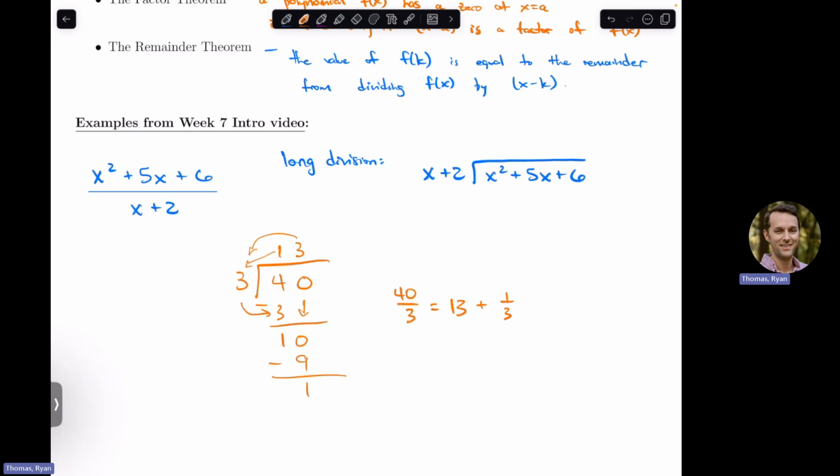Right, that's how you interpret that or read that. The quotient, the answer, is 13, and the remainder is 1/3. Or the remainder is 1, which you can write as a fraction as 1/3 because you were dividing by 3. So long division by hand like this is really just a way of giving us a framework for chunking the dividend, the thing we want to divide, into smaller pieces.